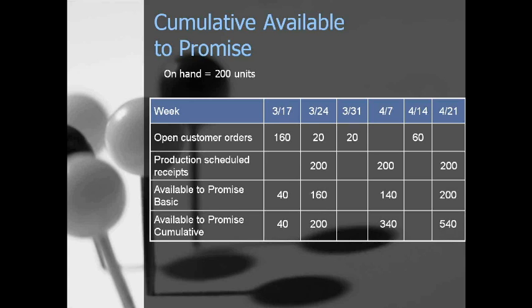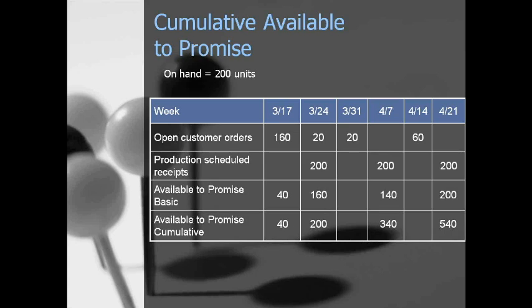Now, the single biggest change between basic available to promise and cumulative available to promise is that in cumulative available to promise, the assumption is that there will be leftover material that is available to promise at the time the next production run comes in. It's not that sales will sell everything; we start fresh at the beginning of the next production run receipt.